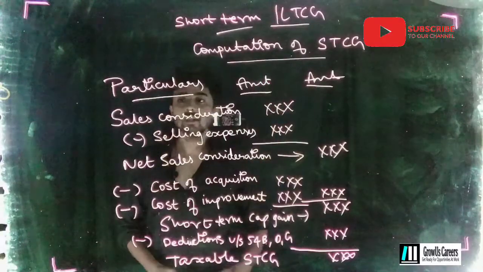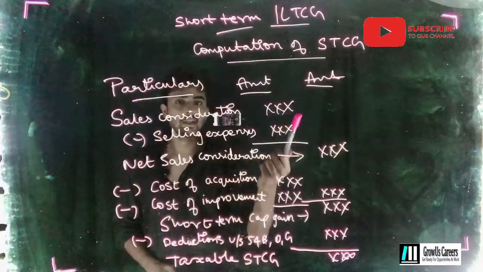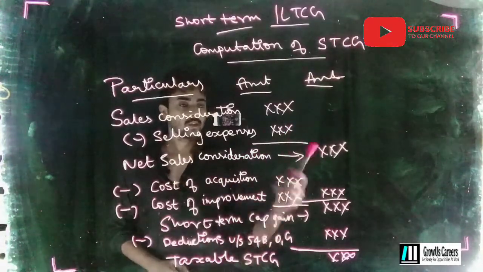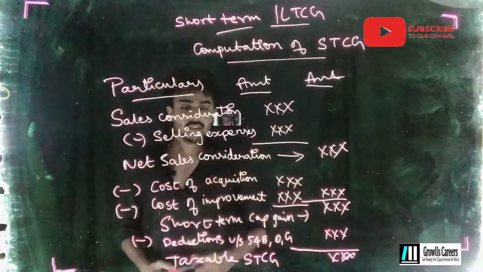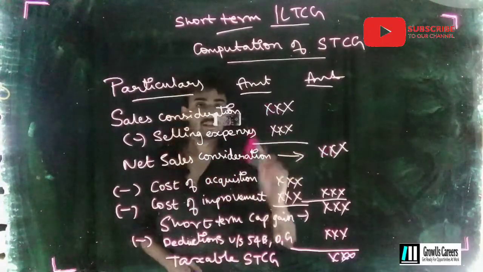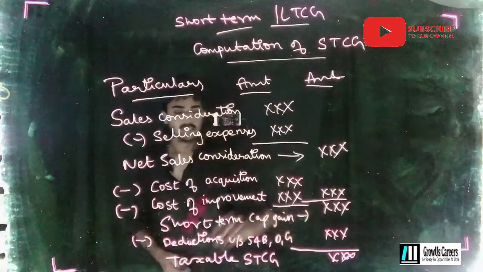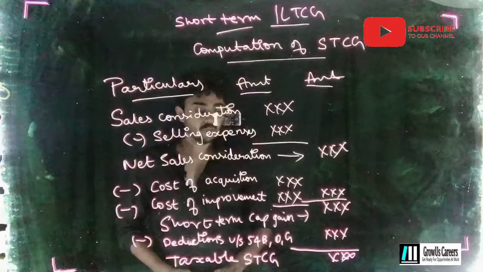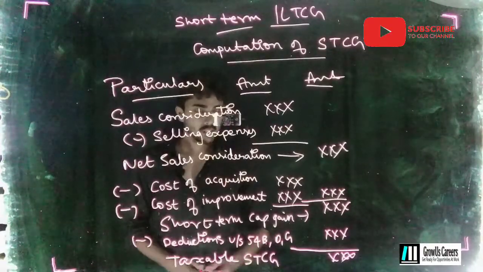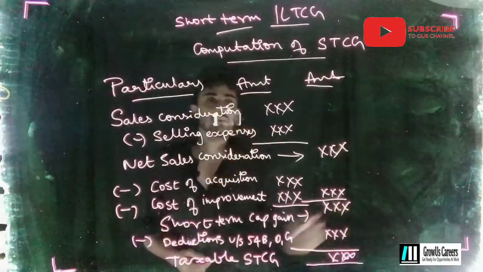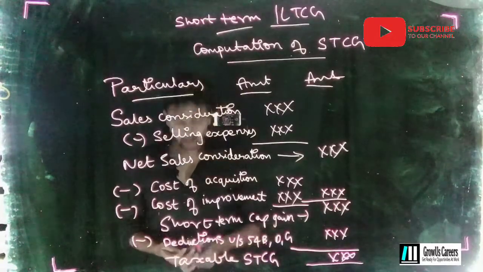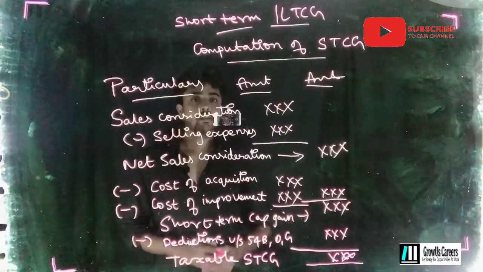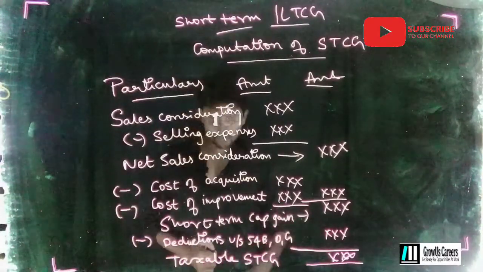Computation of short-term capital gain. So it begins with sales consideration minus selling expenses. We get net sales consideration. So deduct cost of acquisition and cost of improvement from net sales consideration. You get short-term capital gain. So in that you have to deduct some deductions under section 54B, 54D, 54G. So you get the final taxable capital gain. I hope you have understood. For pro forma for short-term capital gain, now we will see pro forma for long-term capital gain.